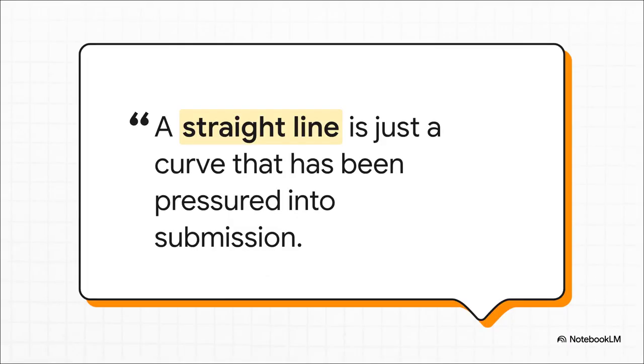The creator of this framework, Kyle Roberts, frames the entire theory around this really striking analogy. He says, a straight line is just a curve that has been pressured into submission. Think about that for a second. He's suggesting that our standard mathematical tools might actually be missing the hidden underlying flow of reality simply because we're constantly forcing straight lines onto a universe that's inherently curved and dynamic.